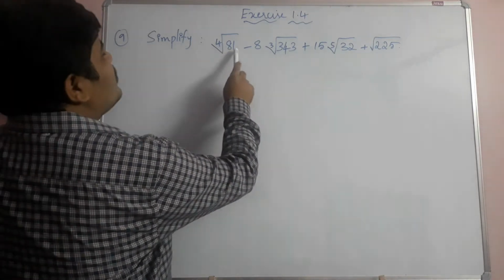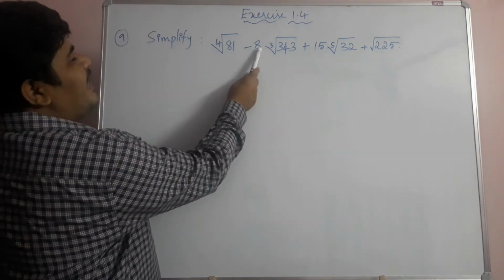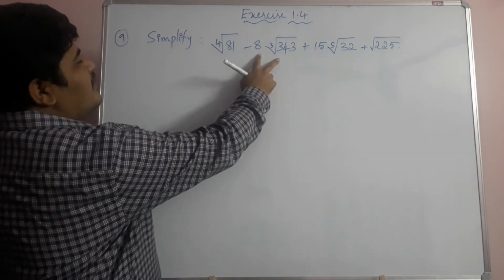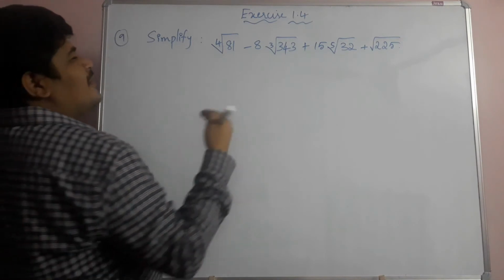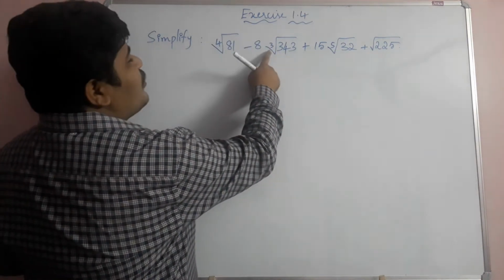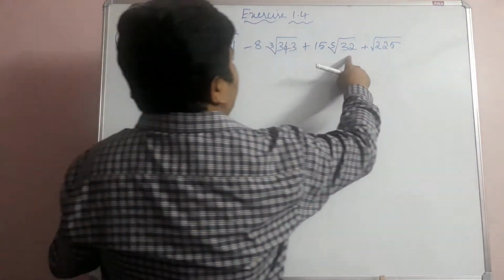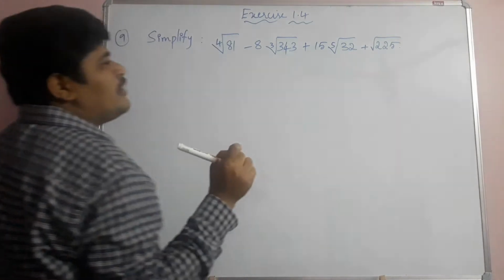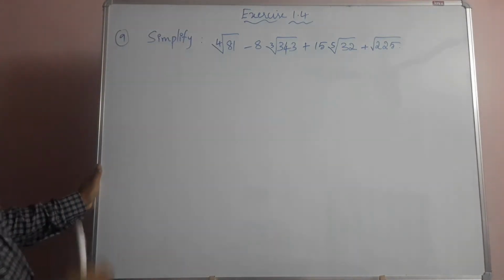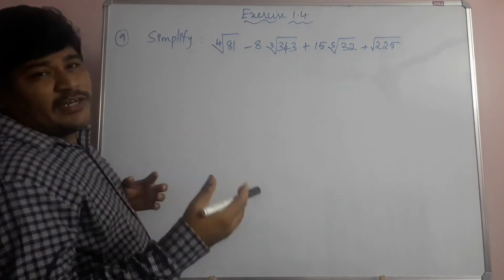Simplify fourth root of 81 minus 8, in between nothing is there. So students, here we have to consider it as multiplication. So minus 8 into cube root of 343 plus 15 into fifth root of 32 plus under root of 225. So we need to simplify this expression. Okay, so students, we will try with exponential forms.